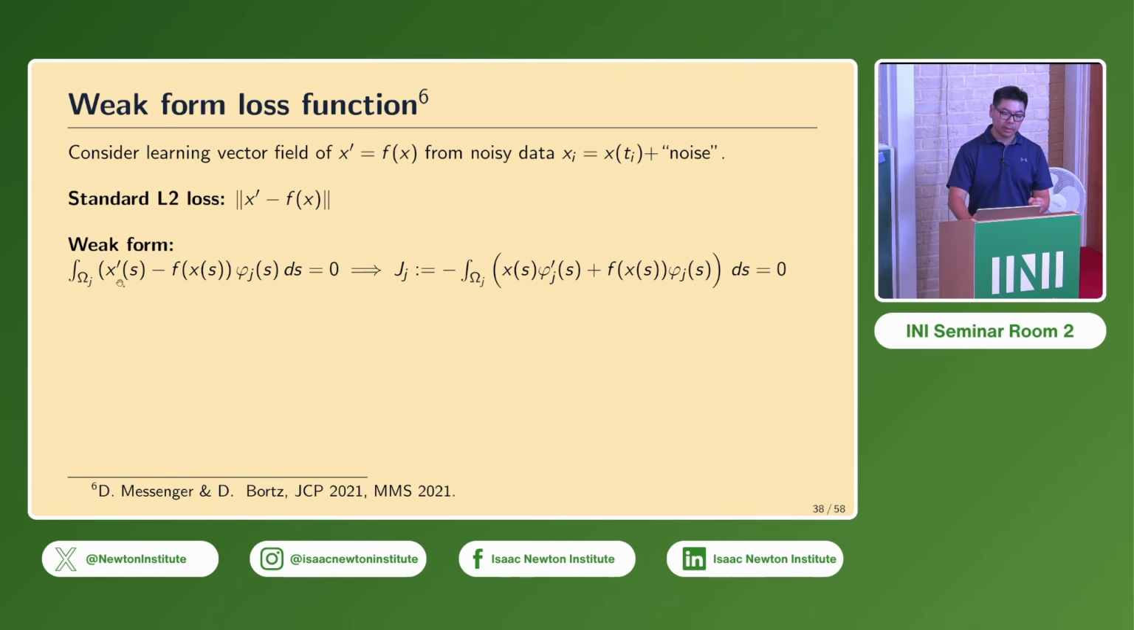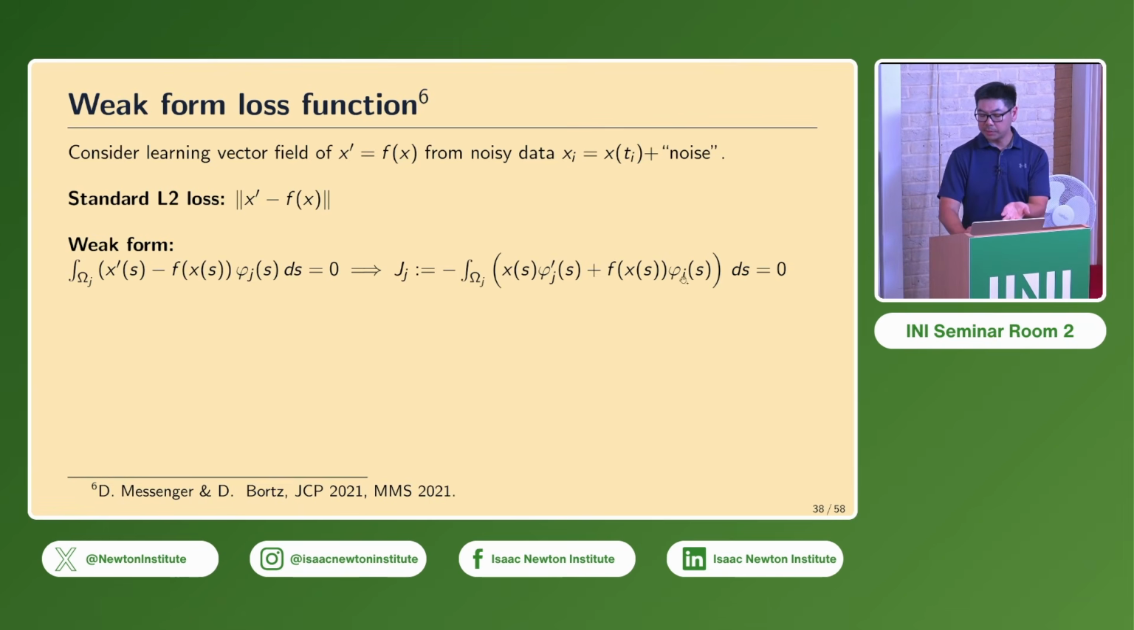If you look at the first term now, x prime times phi, if I do integration by parts on the first part, I can switch. So now here's an expression that I want to be 0. If you look at this expression carefully, if I only have the data, the noisy data, I just plug this in. I don't need to estimate the derivative. This is their whole idea.